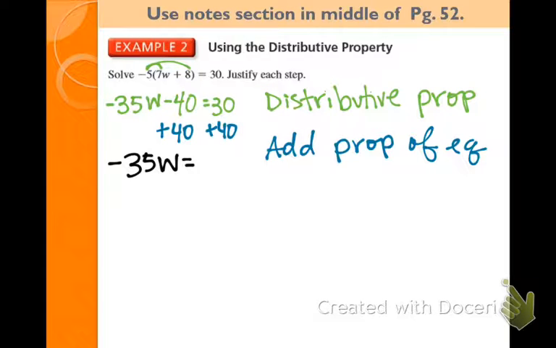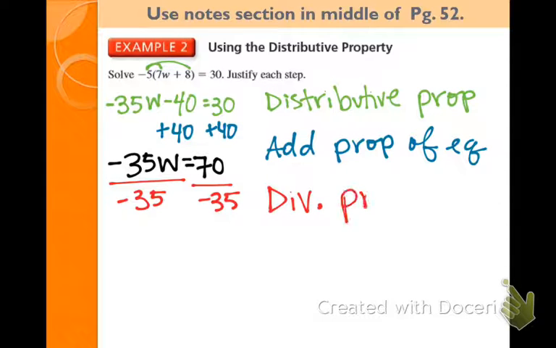What's 30 plus 40? 70. So after that, my next step is to divide by negative 35. So that's the division property of equality.